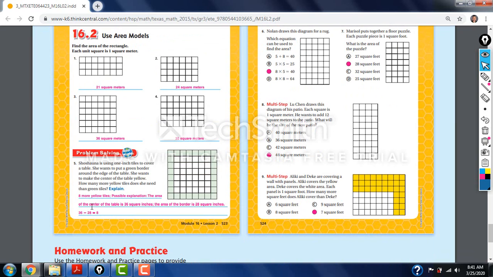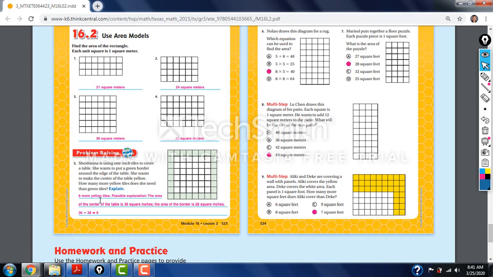Here's the problem solving. This one you'll have, so Shanna is using 1-inch tiles to cover a table. She wants to put a green border around the edge of the table. She wants to make the center of the table yellow. How many more yellow tiles does she need than green? So where are the yellow? The center. Okay. How many more of these is she going to need than these?